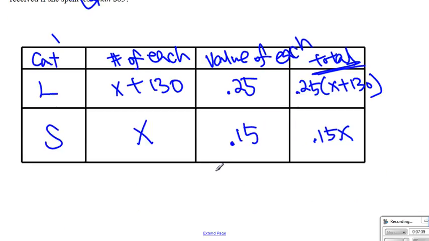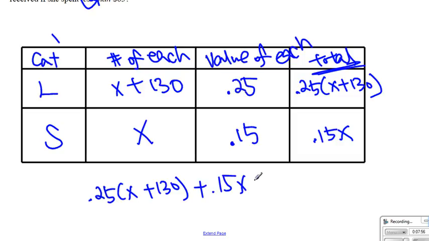So in fact, even though this one says less than $63, we're going to use the equation and try to calculate it in that way. So here we have 0.25 x plus 130 plus 0.15x equals $63.